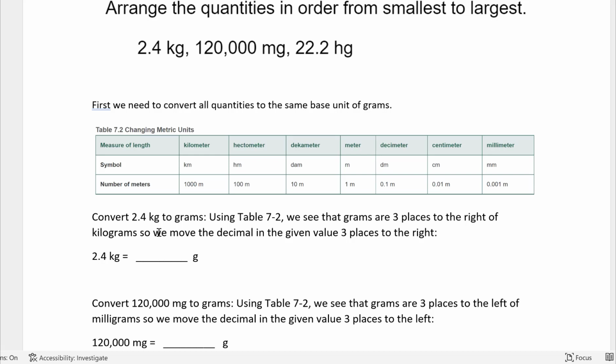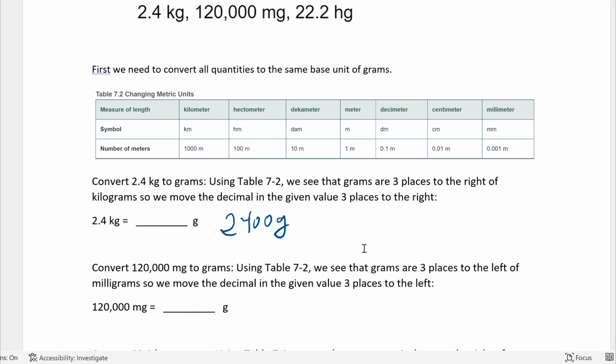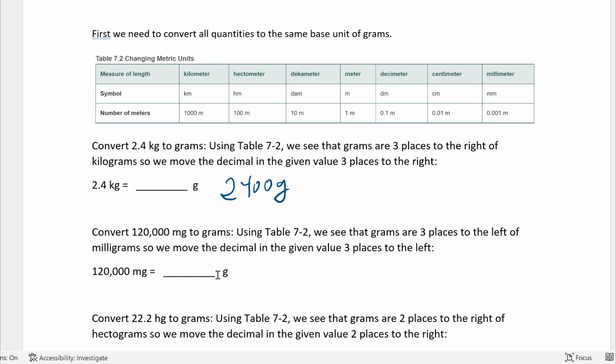So we're going to move the decimal place 3 places to the right, and we're going to end up with 2,400 grams. Now we want to go from milligrams back to the base unit of grams. So we have 3 places to the left. So we're going to move our decimal place here 3 places to the left. 1, 2, 3. So we're going to get 120 grams. So now we've got so far 2,400 grams, 120 grams.